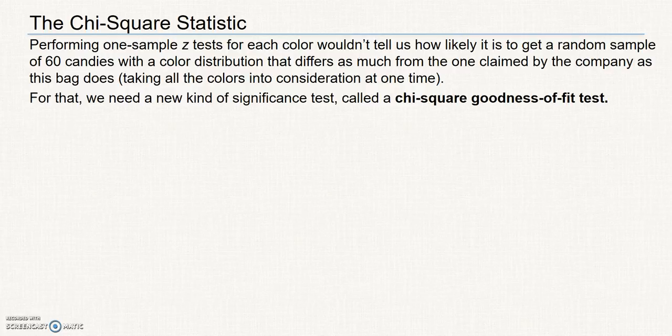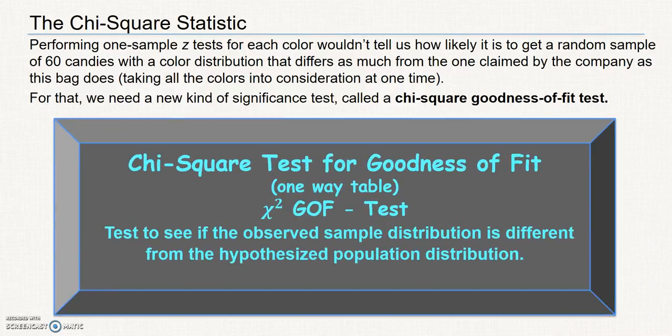So now we have a new test. It is actually called a Chi Square Goodness of Fit test. In the last slide you saw the sample data given to you in a table that is called a one-way table because there was just one sample there. The Chi Square test for goodness of fit is to test to see if the observed sample distribution is different from the hypothesized population distribution.